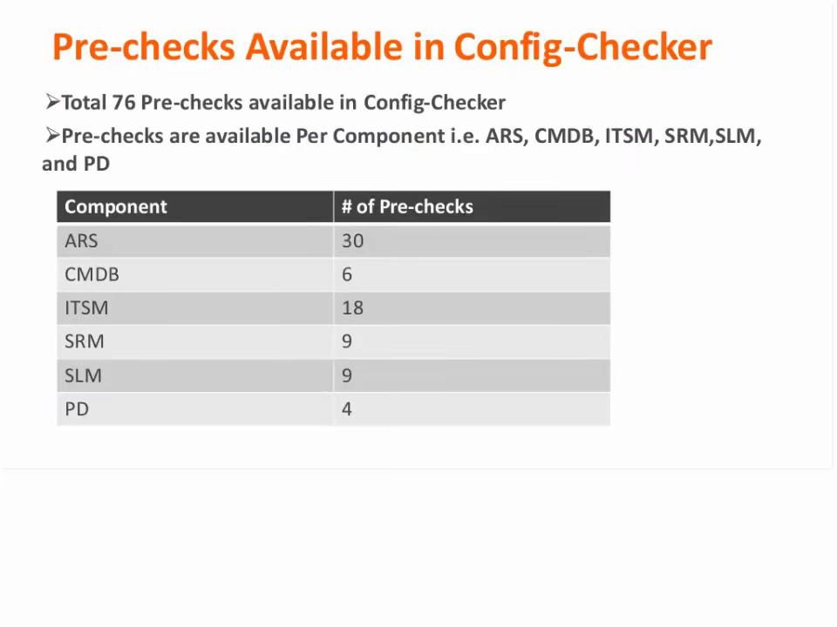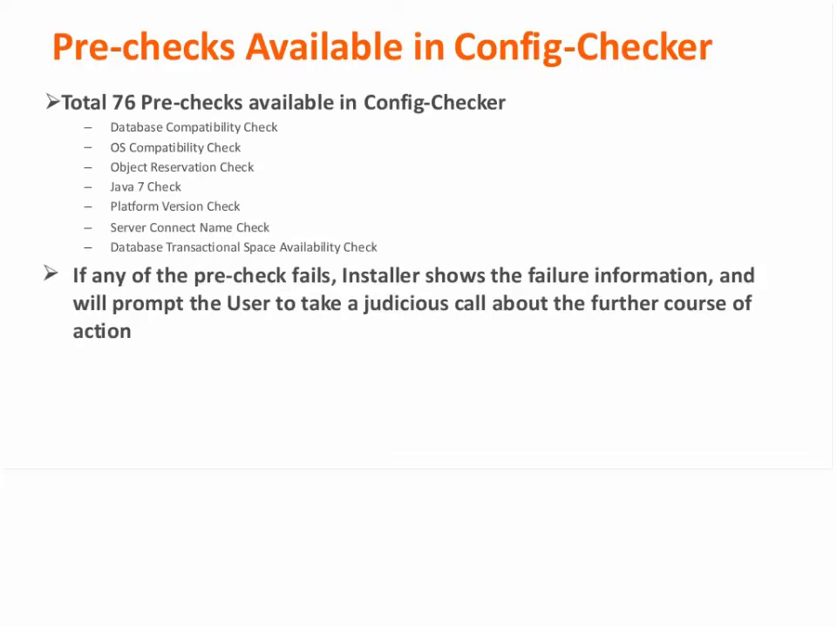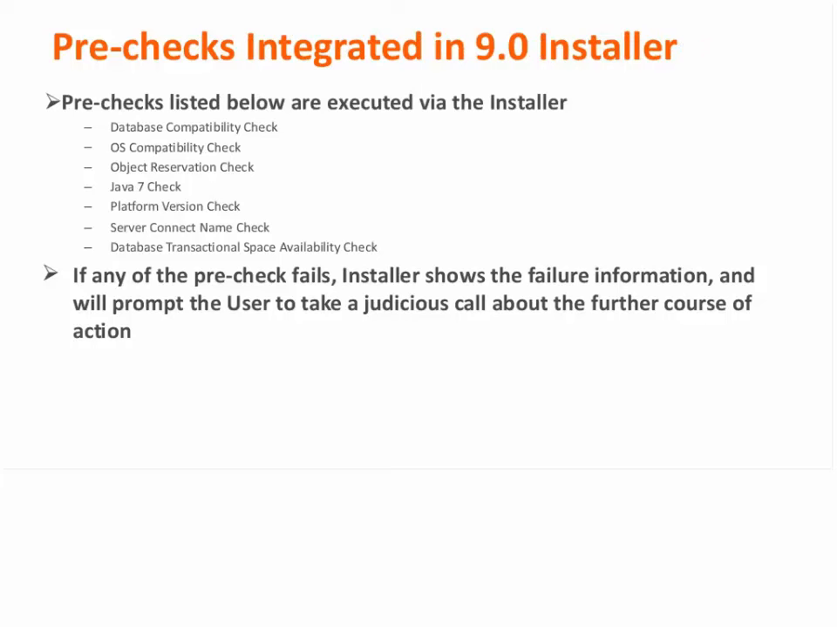So there are a bunch of checks available in the configuration checker, and it is available for all the components: ARS, CMDB, BHSIM, SRM, SLM, Process Designer. Some of these checks are integrated in the 9.0 installer itself, for example the database connect compatibility check, the Java version check, or the database transactional space checks. The important ones are included as a part of the installer as well, which means that if the installer finds any of these checks fail, then it will show you information there.